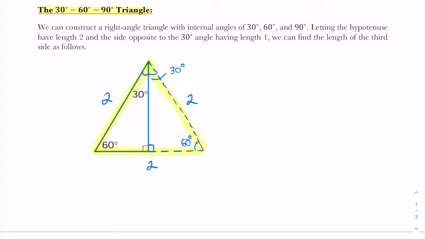For the side at the bottom, the whole length is 2. But the line that goes down the middle, and I'll just highlight it over here to make it clear, that line is the height of the triangle, and because it's drawn at an angle of 30 degrees, it must cut the bottom side in half. So if the whole length of the bottom side is 2, that means half of it is 1.